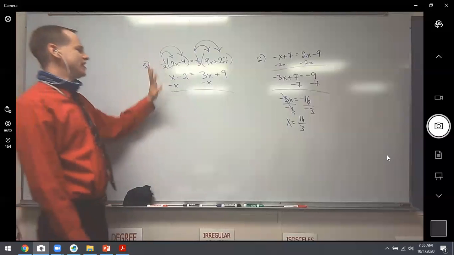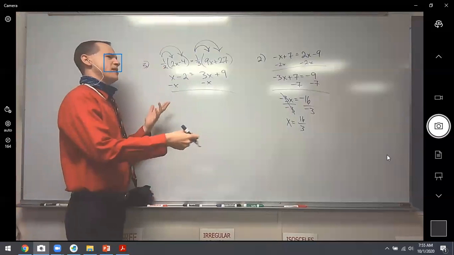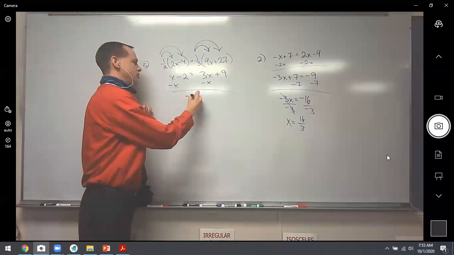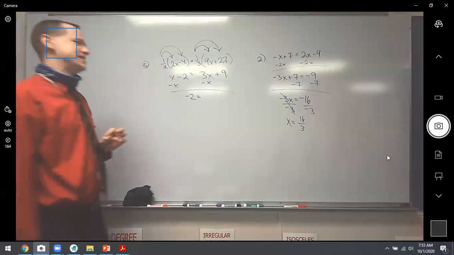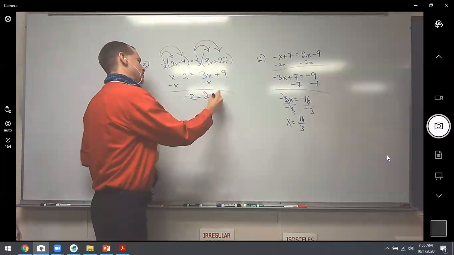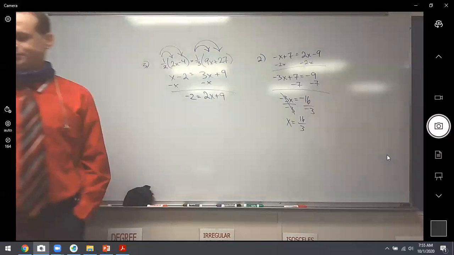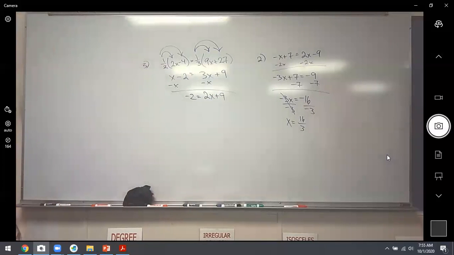So over on the left, the x's are gone. x minus x, just like 7 minus 7 or 8 minus 8, is nothing. You still have a negative 2. Over on the right, 3x minus an x would give me 2x. Now I got this plus 9. If this is too easy, you're welcome to do multiple steps at once or something like that.